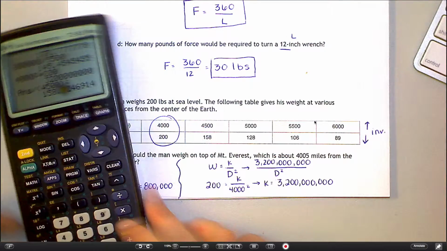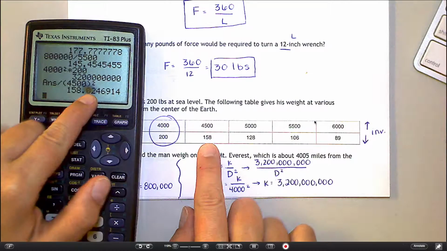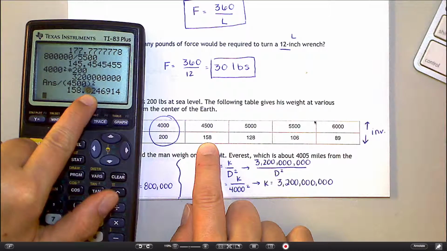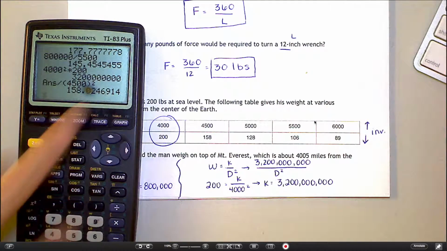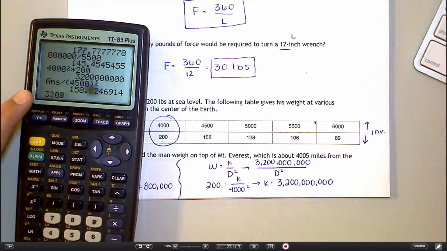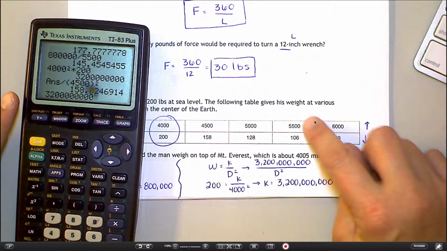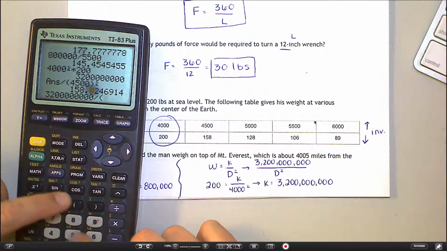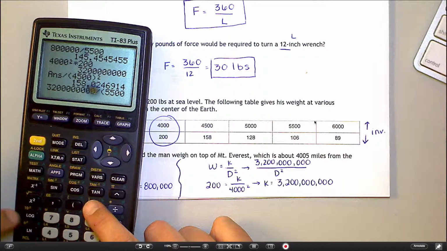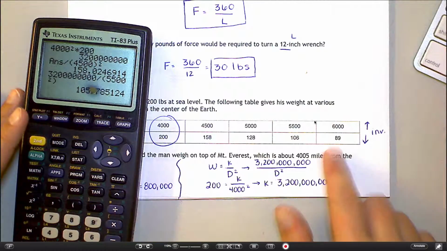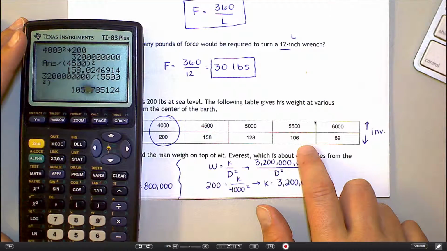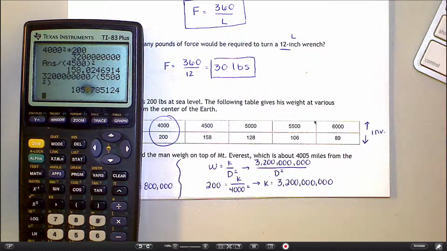Okay? And I get 158 with a decimal. Okay, so it's not exact, but gosh, that's pretty close, right? Okay, let's check it in another one just to make sure. So 3,200,000,000. Hopefully I got the right number of zeros there. And let's divide it by 5,500 squared. Okay, and I get 105.7, which is awfully, awfully close to 106. So that's one where I would say that that's close enough.